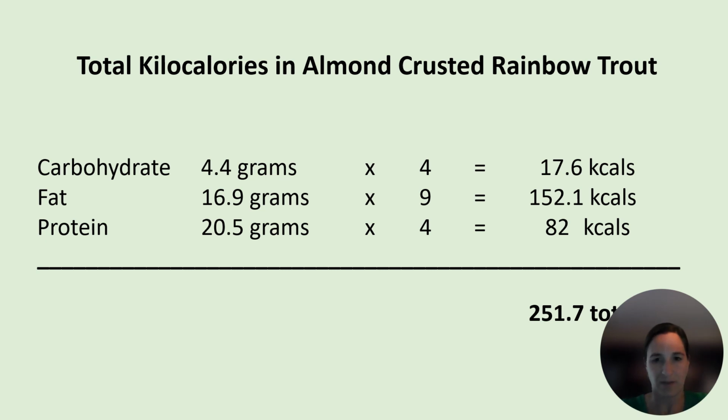So if you add up all the calories from carbohydrates, your fats, and your protein, you get 251.7 total kilocalories. And what we would probably do is just round this up to 252. So if you see this on a quiz or an exam, the answer would likely be written as 252 kilocalories. All right.